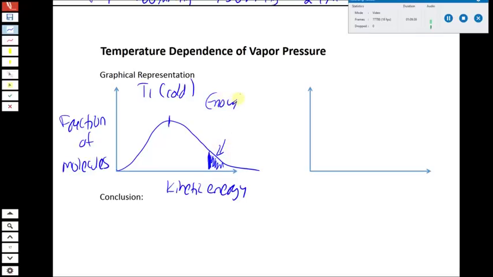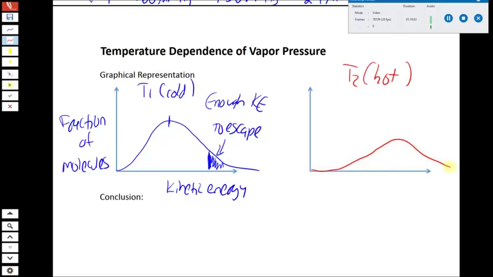So at the first temperature, this small fraction is going to have enough kinetic energy to escape into the gas phase, and that's going to result in the vapor pressure that you measure. Now, if we go to a higher temperature, what we're going to see is that the distribution is going to broaden as it does for a gas, and it's going to shift to a higher value. So as we increase the temperature, we increase the average kinetic energy. And so if our threshold kinetic energy is located here, we have a much larger fraction of molecules that have enough kinetic energy to escape. Okay? So this fraction of molecules has enough kinetic energy to escape now.